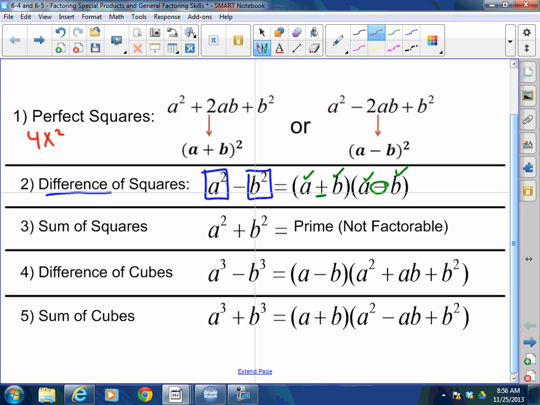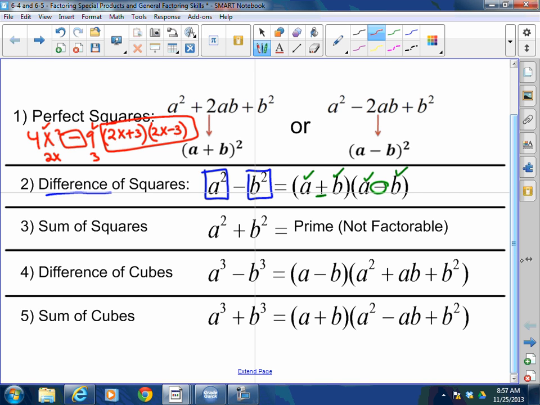What am I talking about? 4x squared minus 9. Is 4x squared a perfect square? What's the square root of that? 2x. Is 9 a perfect square? What's the square root of that? Did I have two perfect squares that were being subtracted? So it's the square root of the first plus the square root of the second, times the square root of the first minus the square root of the second. Done. Does that make sense? Easy peasy if you know how to recognize perfect squares.